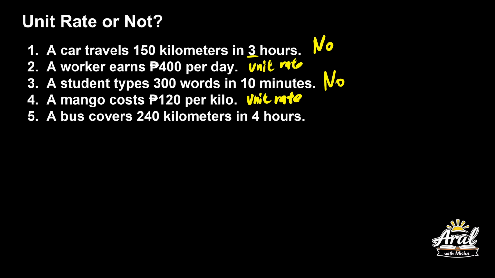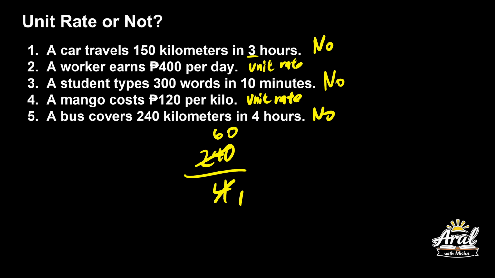A bus covers 240 kilometers in 4 hours. Unit rate ba? No. You need to simplify that. Kung gusto mong gawing unit rate yan, 240 divided by 4. So, this is 1. 60. So, okay. So that should be 60 kilometers per hour. Kung 60 kilometers per hour, that's unit rate. But here, that's no. Okay?